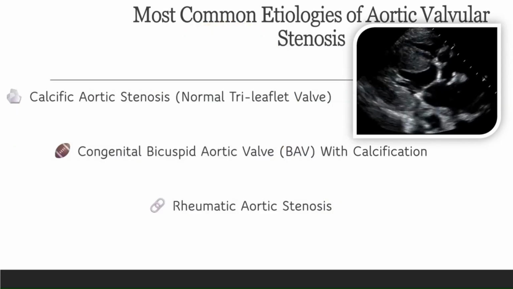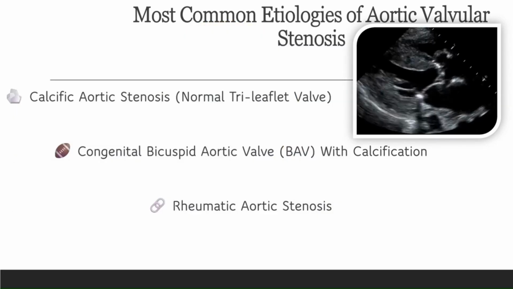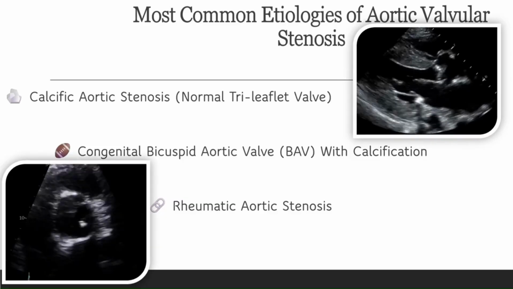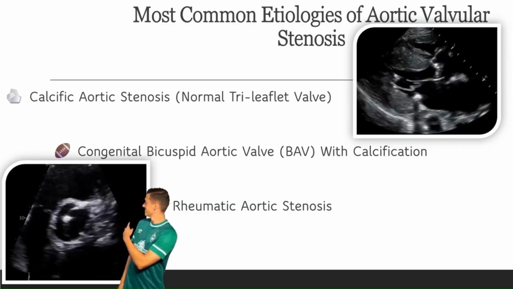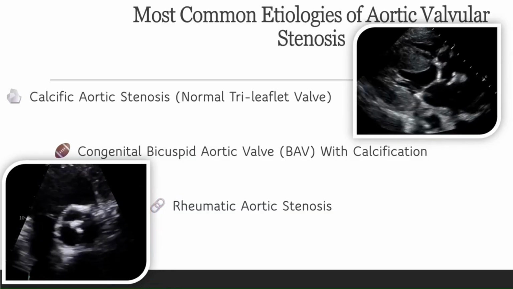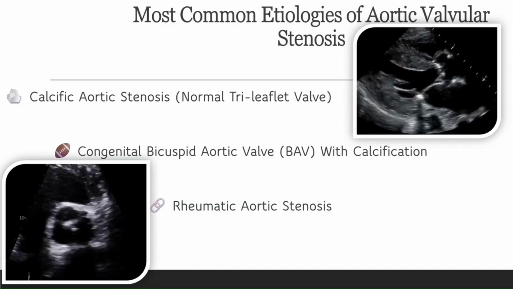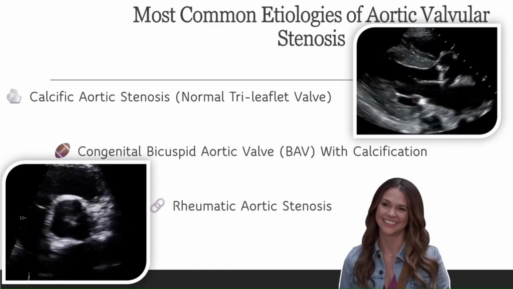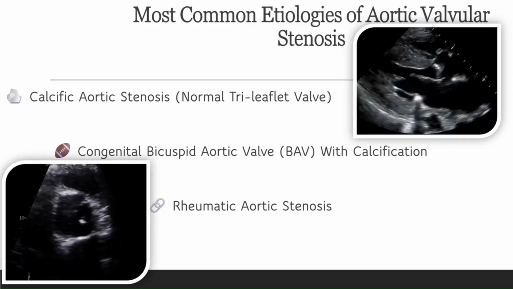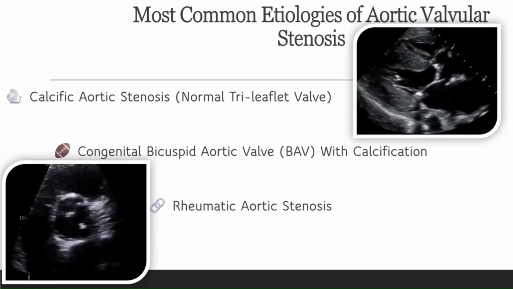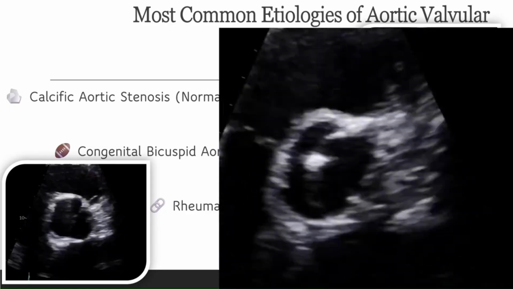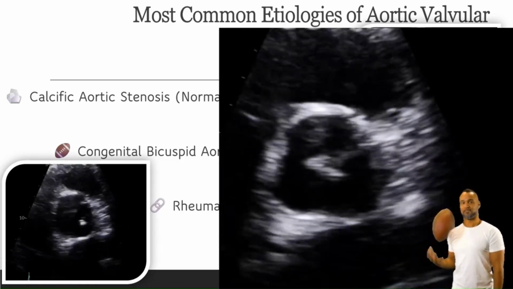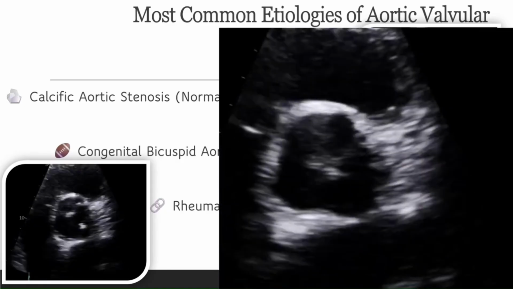The second major cause is a congenital bicuspid aortic valve, usually with superimposed calcification. If you look closely at this clip, bicuspid valves can actually become stenotic even before calcification, especially in younger patients. Over time, calcification develops and becomes asymmetric. Direct your attention to the systolic opening, and you'll often see a classic football-shaped appearance along with a raphe.